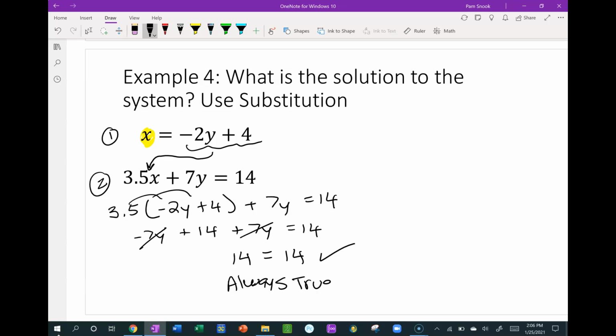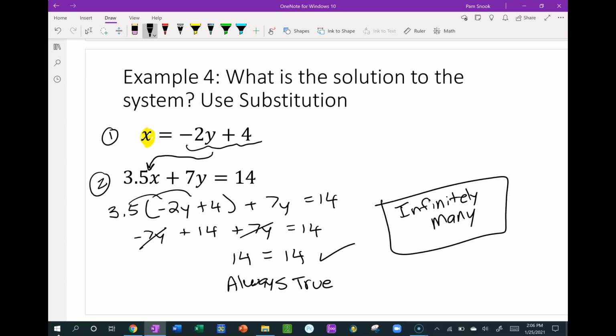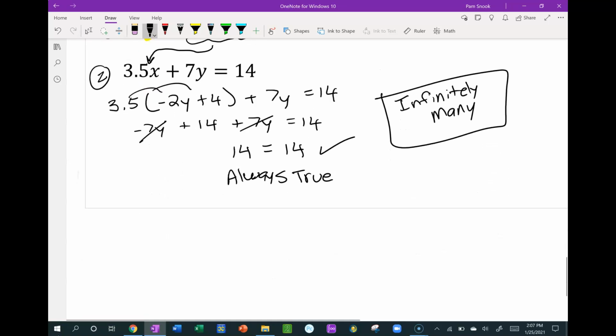Always true. No matter what you choose for an x and a y, when you plug in, you're going to get something that's true all the time. So this is infinitely many solutions. Infinitely many. And what that means is it doesn't matter what x and y are. They're always going to work no matter what. And if you recall from last time, when that happened, when we were graphing, that was when one line laid exactly on top of the other line. And so every x, y worked. Infinitely many solutions when this happens.